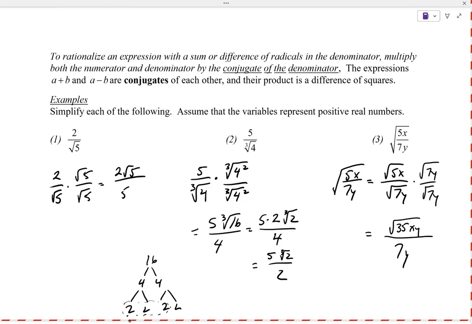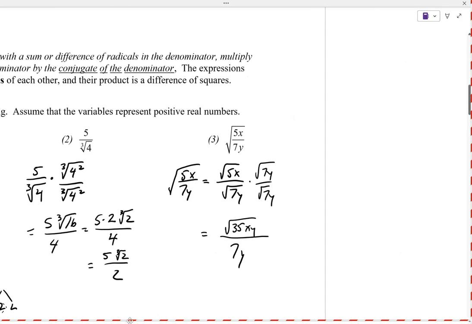Can I do one more like that? I know there's not one on the sheet, but do you want to do one more like that off to the side here? Okay. Let's say you had 6 over, I'll try to make this one a little less complicated. How about cube root of 5? 6 over cube root of 5. What do you want to multiply top and bottom by now? Okay, yeah, cube root of 5 squared. Good.